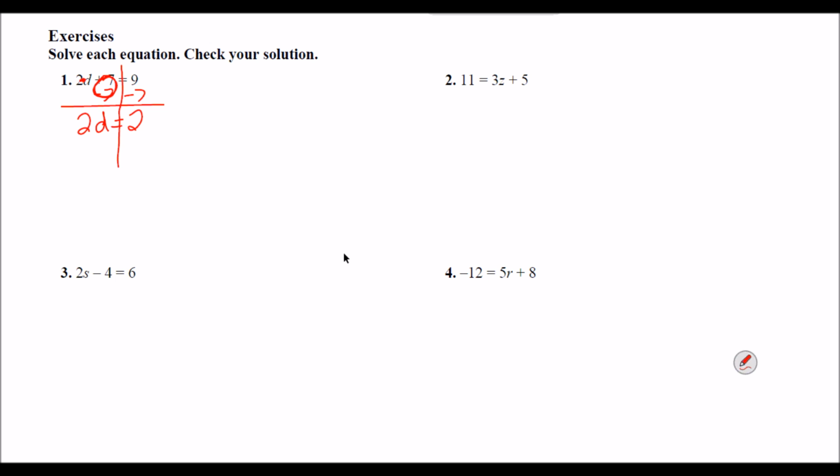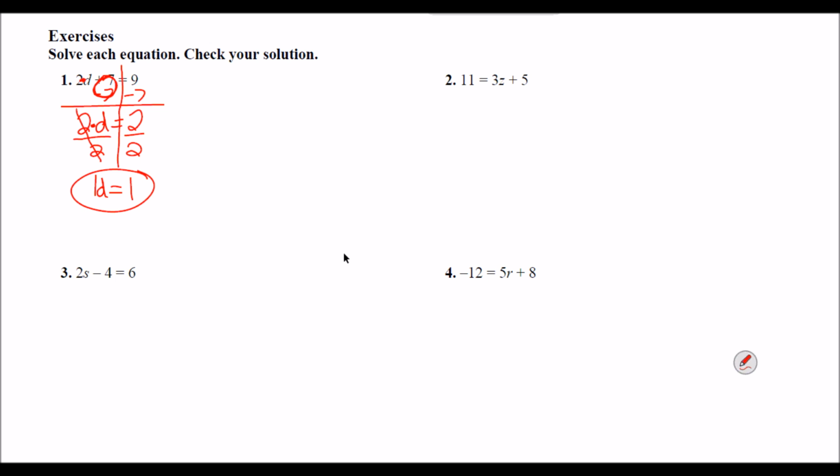All right? So again, as I already referred to, we have multiplication between 2 and d. So the opposite of multiply is divide. And again, if we do something to one side of the equation, we have to do the exact same thing to the other side. So 2 divided by 2 becomes 1d. And over here on the right side, 2 divided by 2 becomes 1.